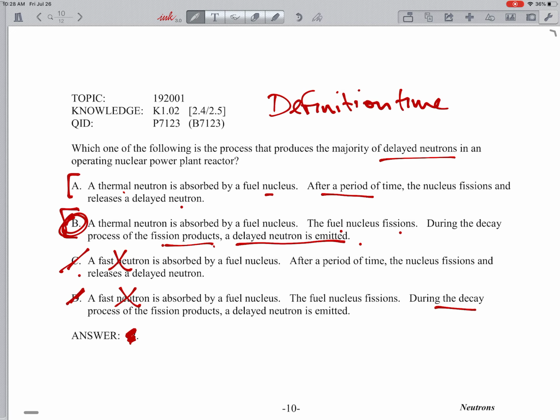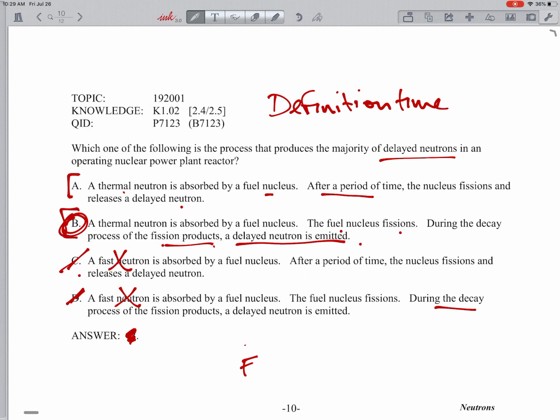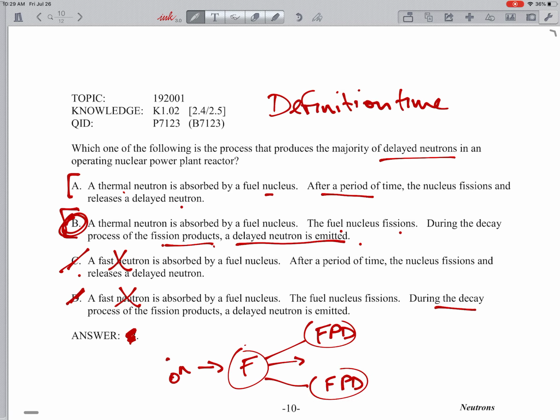The nucleus fissions and releases a delayed neutron. So we didn't really go over this in our definition thing, but delayed neutrons are more likely to come out of a fission product daughter because you have the initial fission, right? You have a neutron go to the initial fission. That's going to have a fission product daughter, and maybe a neutron or two. Doesn't matter. And then you're going to have a neutron come out of here that's going to be delayed. That's where they're more likely to come from.